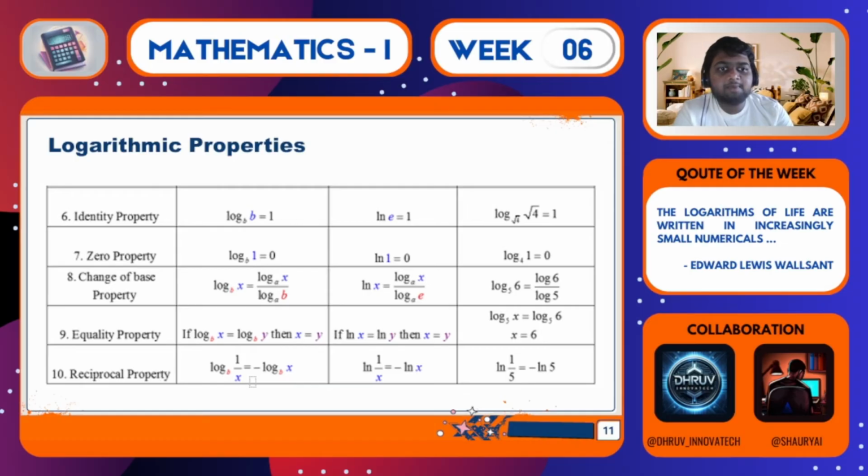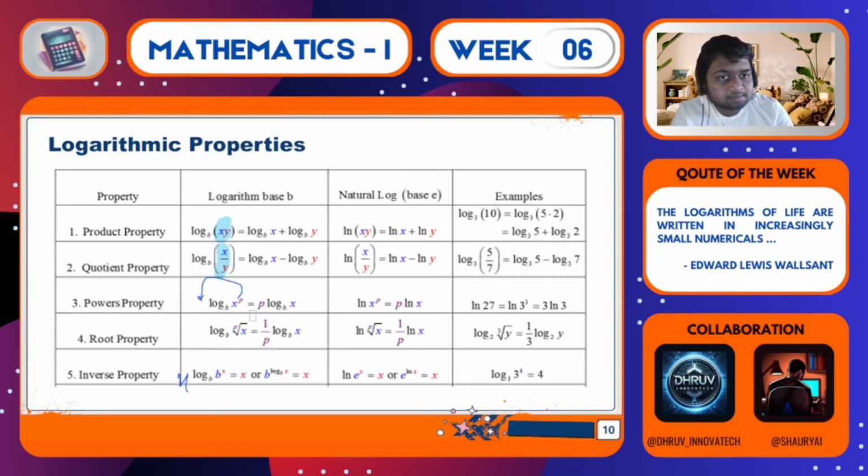Here reciprocal property means that, let's say you have log of 1 by x to the base b. In this case you can write the reciprocal of x as x raised to minus 1, then that minus 1 will come forward of your log. If you recall your power property, what you have to do is take the power out of the log function.